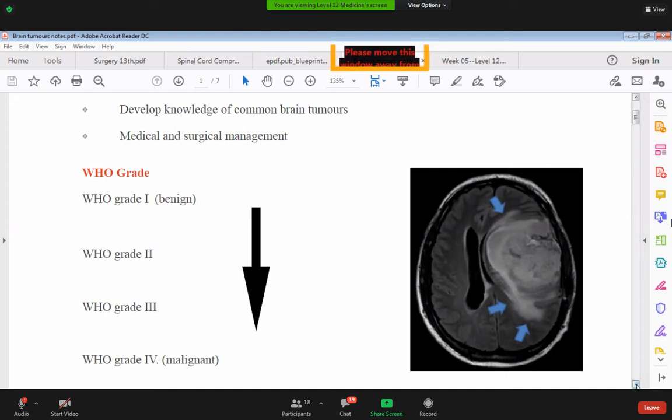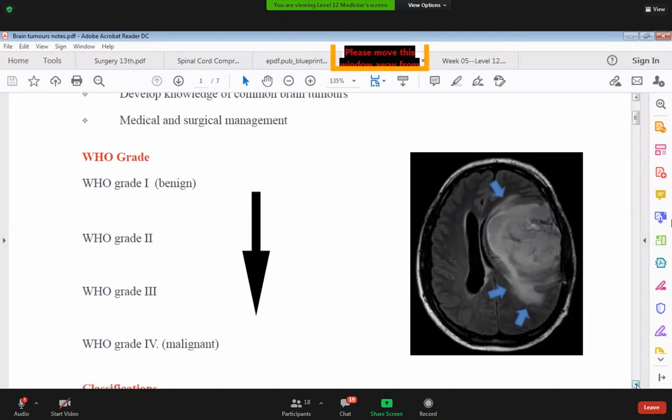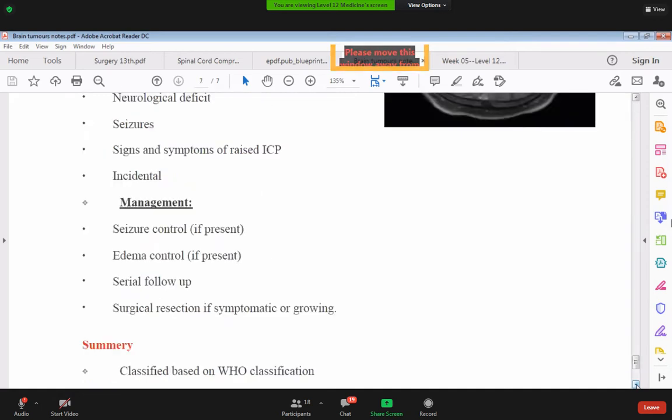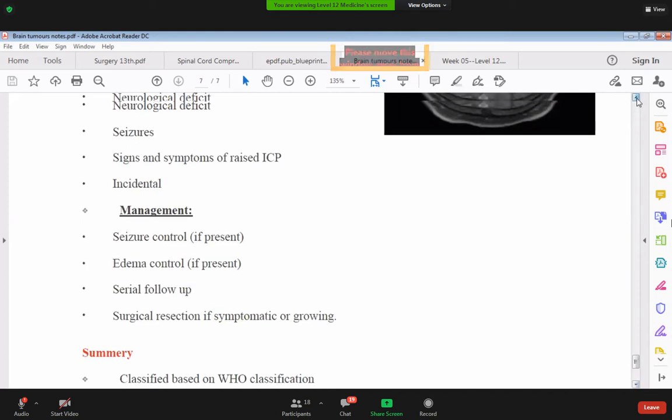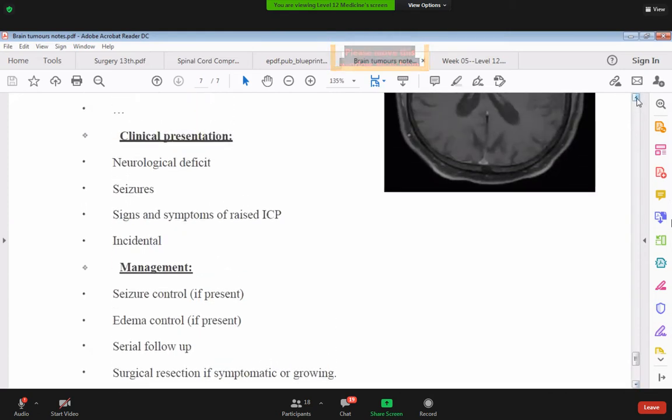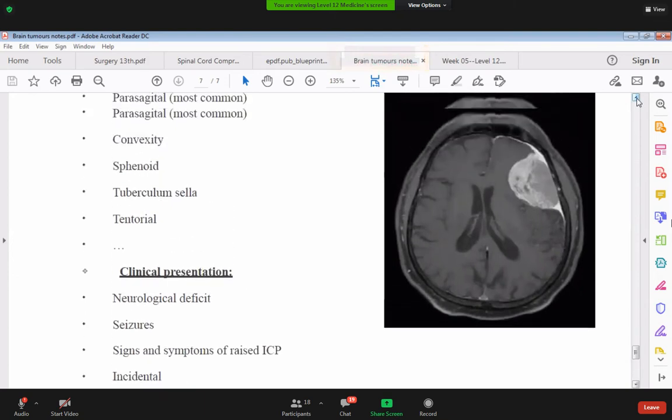So the histological grading of these tumors is dependent on this grading: if it is grade 1, we consider it benign. If it is 4, it is malignant, and if it is 2 or 3, it is in between the 2 grades. It could be benign, it could be malignant. Now, clinical presentation. Sorry.